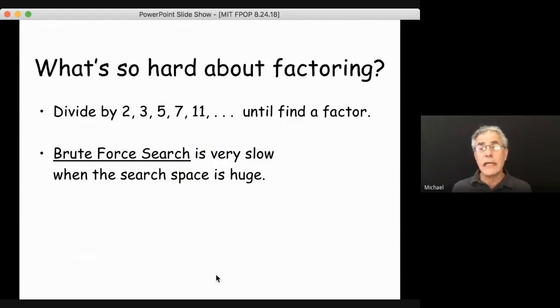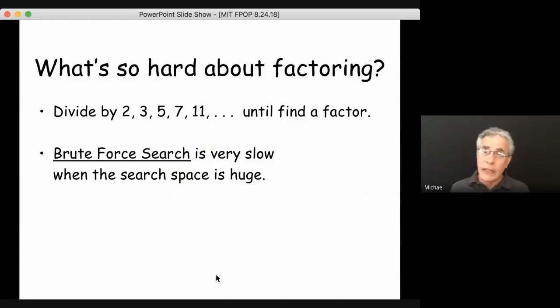But the problem is that when you have numbers that you're trying to factor which are very large, like having hundreds of digits, then the space of possible factors becomes so enormous that going through a trial and error procedure, or as we call it, brute force search, just searching through for the answer, is going to take a very long time, because the number of possibilities that you have to search through is just enormous. It's just vast. And so that's just going to be a very slow method.